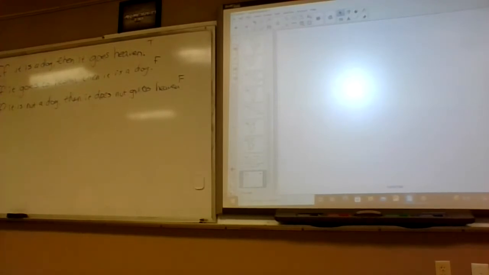And then you guys remember the last one? It was called a contrapositive. The inverse puts a not on everything. Contrapositive does both: you switch the order and you make it not. So if it does not go to heaven, then it is not a dog.